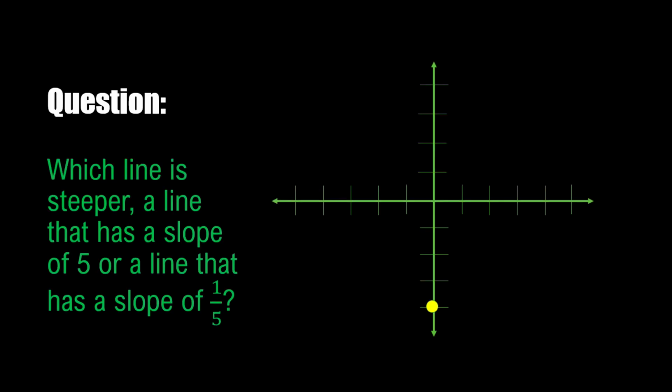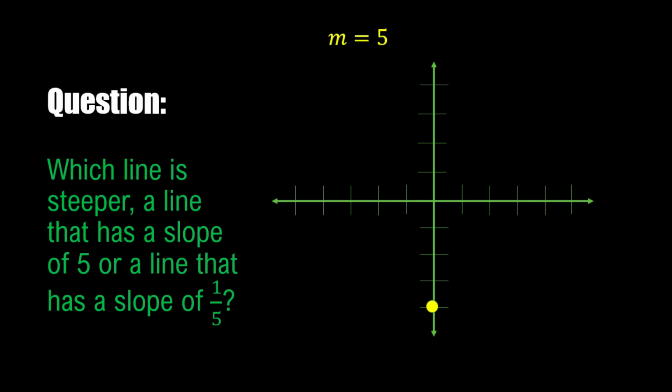Let's try to answer some examples and questions regarding slope of a line. So let's try this one. Which line is steeper? A line that has a slope of 5 or a line that has a slope of 1/5? So, wala namang sinabi kung saan point tayo magsisimula. Pwede tayong magsimula sa kahit anong point. Ang importante is makadraw tayo ng line or makagraph tayo ng line na may slope na 5 and 1 over 5. So, let's start with the line that has a slope of 5.